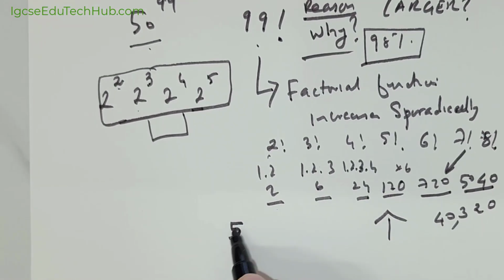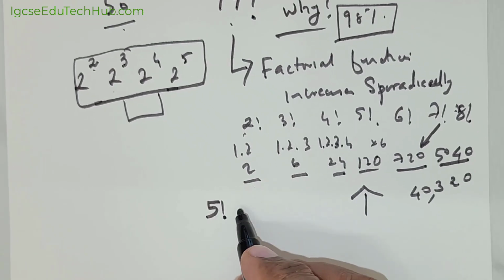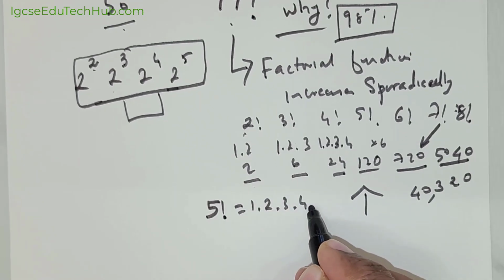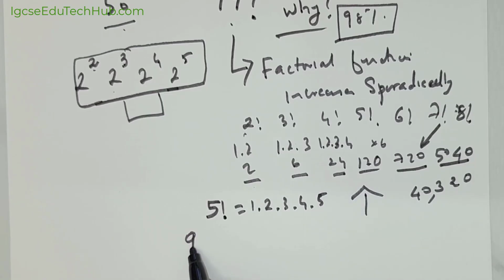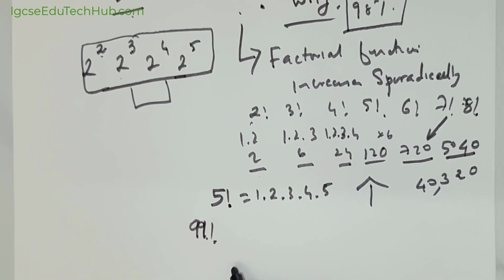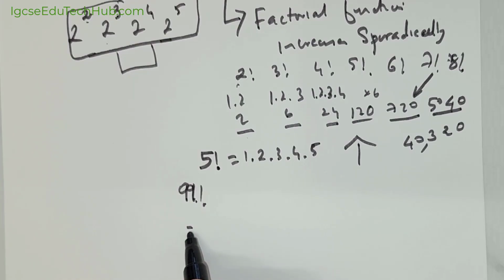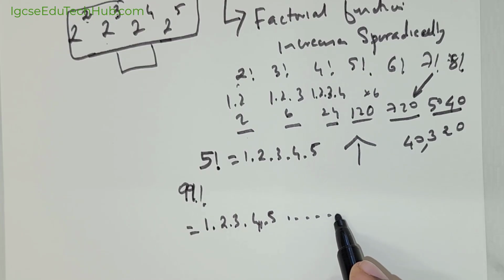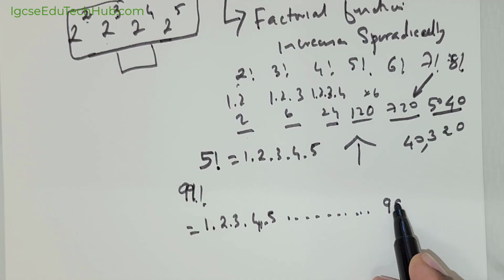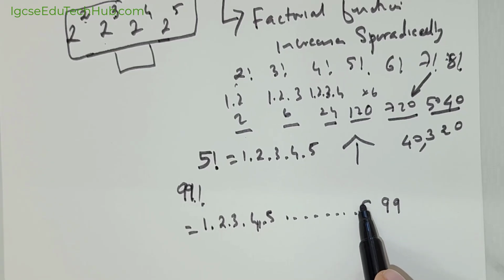Now as I mentioned to you, when you say 5 factorial, what does it mean? It means 1 into 2 into 3 into 4 into 5. So when you say 99 factorial, what is the meaning of this? This means you're starting with 1 times 2 times 3 times 4 times 5, all the way you go up to 99. Now the number before 99 is 98.